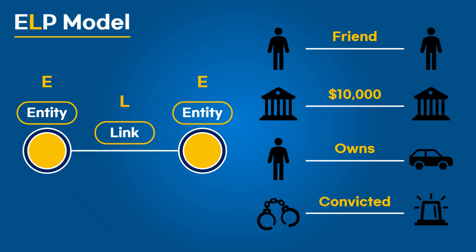The link is similar to a verb and indicates the behavior, occurrence, or state used in the ELP model to indicate the connection between two entities. Some examples of links include relationships between people, transactions between bank accounts, ownership of a vehicle by a person, or a criminal's connections to a crime.